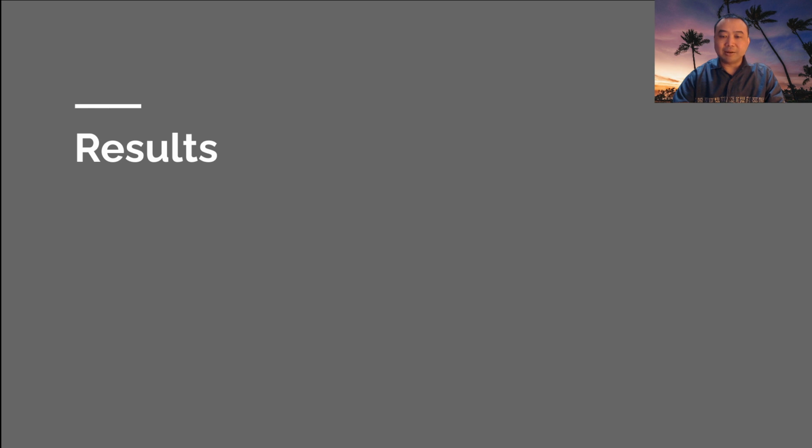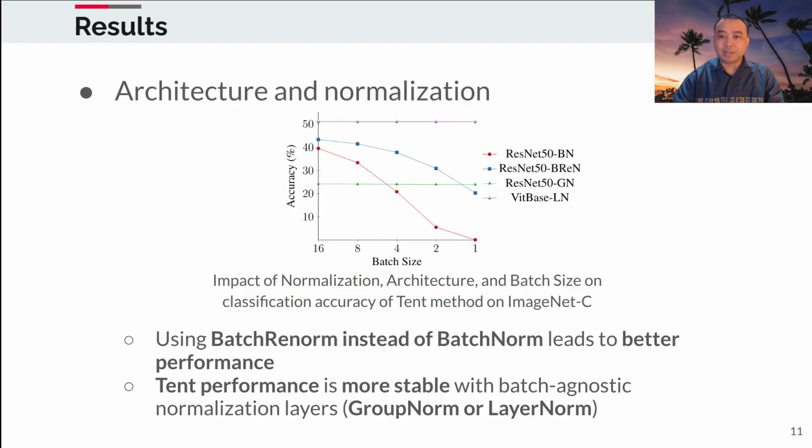Let's take a look now at some results. For architecture and normalization, what is interesting to see is that the accuracy of a ResNet 50 architecture with batch norm is dropping when the batch size becomes very small. This can be compensated by using batch renorm instead. However, the most stable results are obtained by using batch agnostic normalization layers like group norm or layer norm, and the best results are obtained by the transformer-based architecture with ViT.